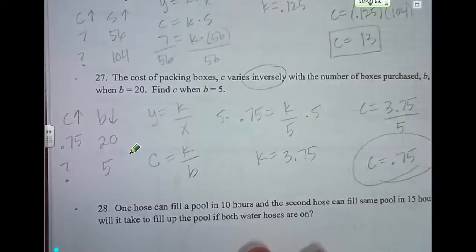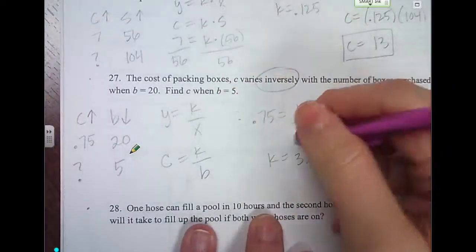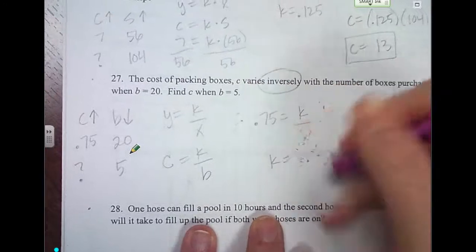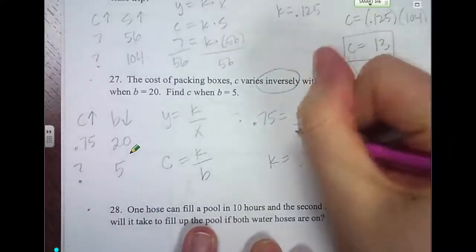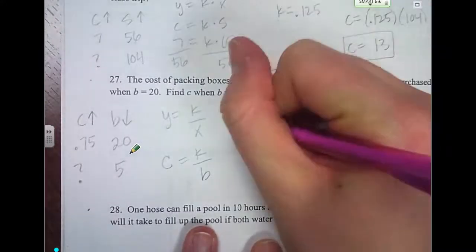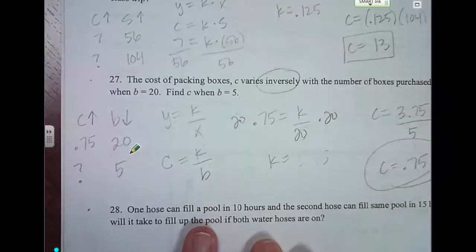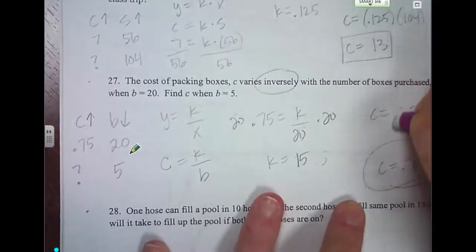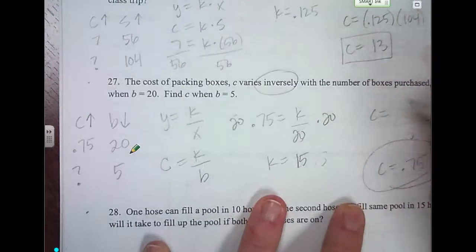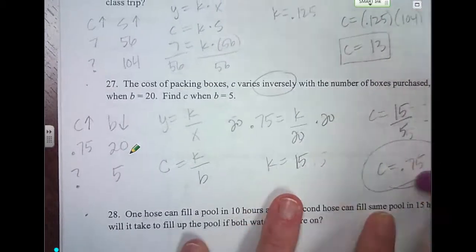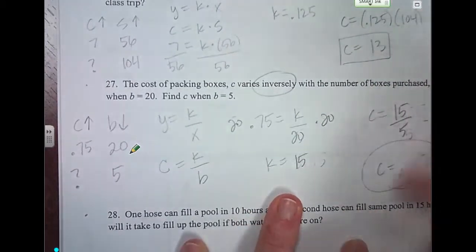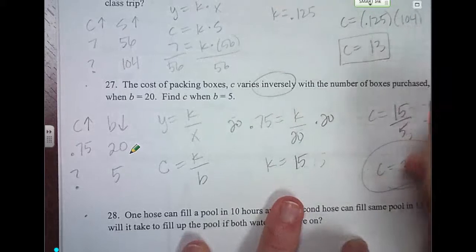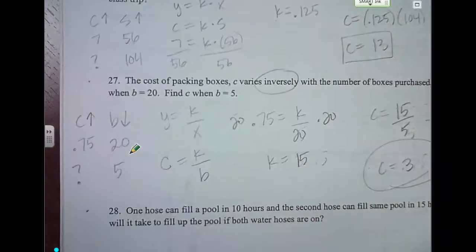What did I do? I put 5 here instead of 20. Sorry. 20, 20, 20. So 0.75 times 20 is 15, that is the K. There we go. Let's try that again. So now 15 divided by 5 is 3. There we go. Sorry about that.